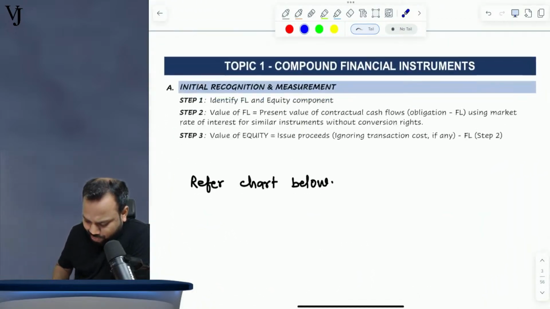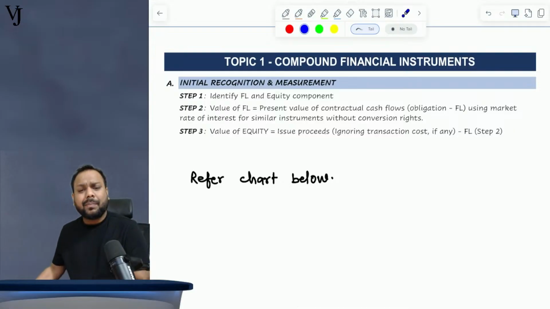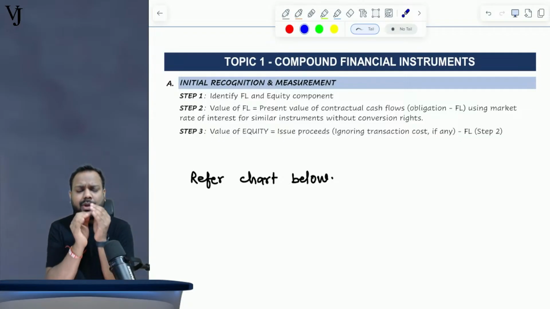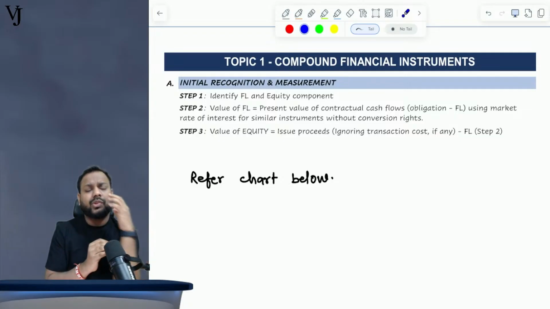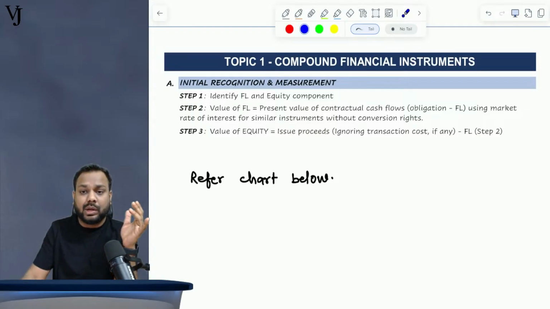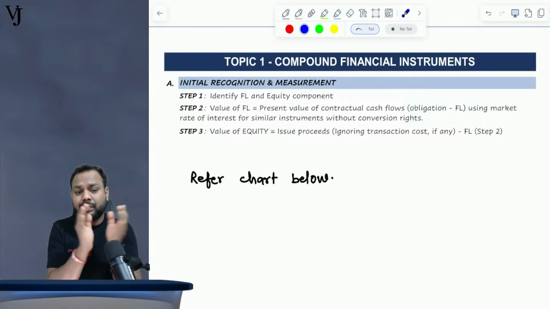The first topic is compound financial instrument. What is the meaning of compound financial instrument? A compound financial instrument means an instrument which has the features of both equity and financial liability.